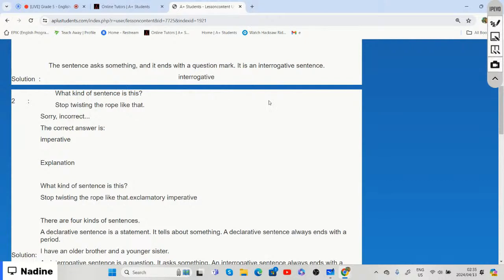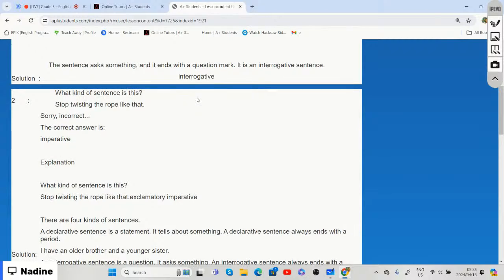All right. If we look at the next one, stop twisting the rope like that. Yes. So if you're telling someone to stop twisting the rope like that, it means that you're commanding or giving them a request to stop whatever they are doing. So you're commanding, which means that this is an imperative sentence. It's a command. So well done.